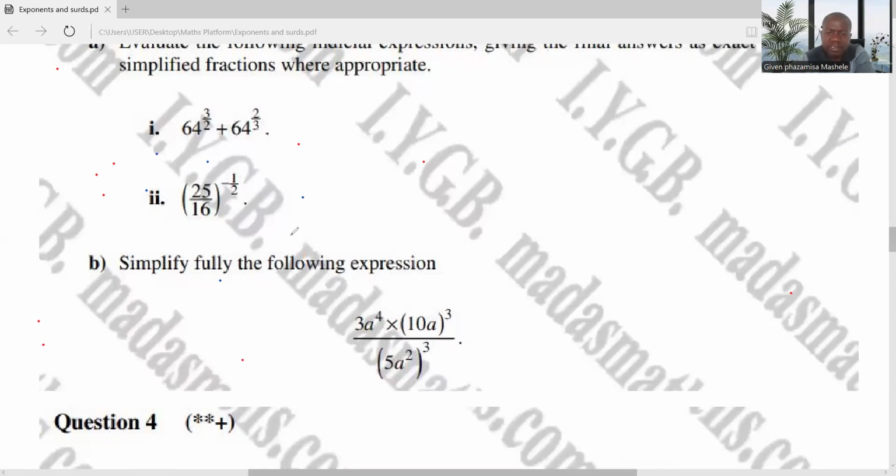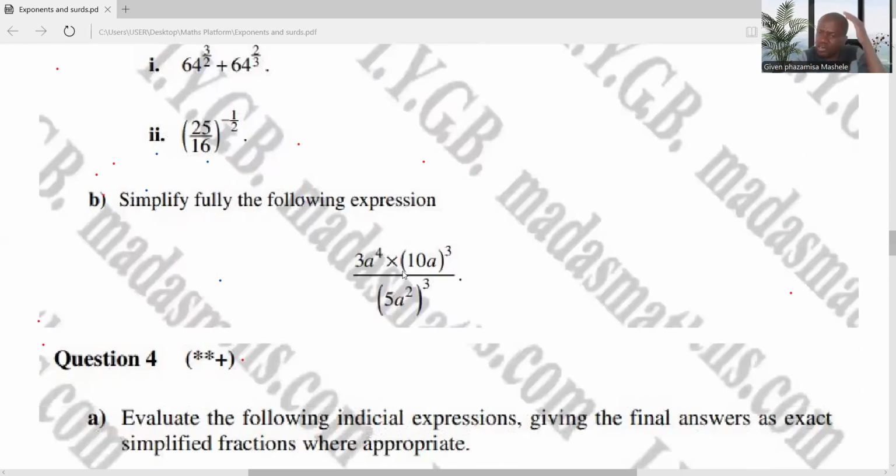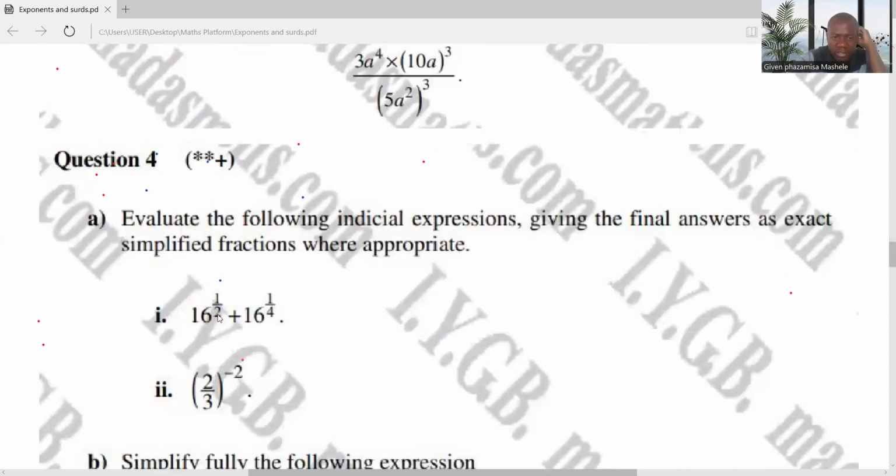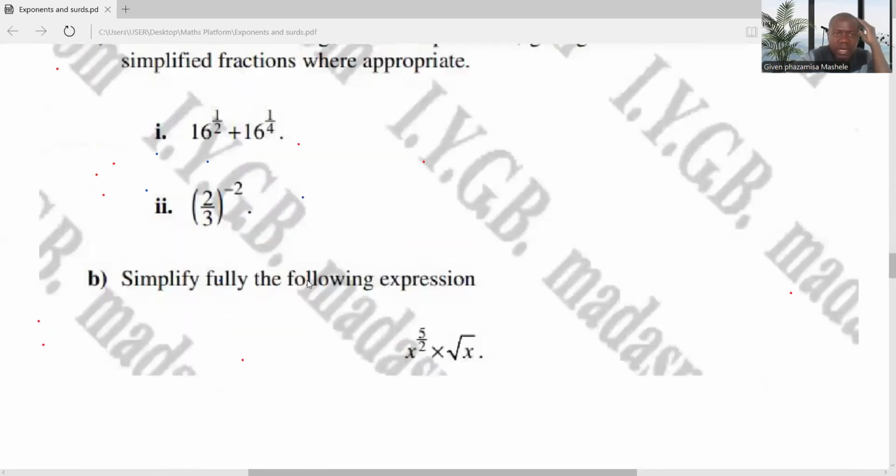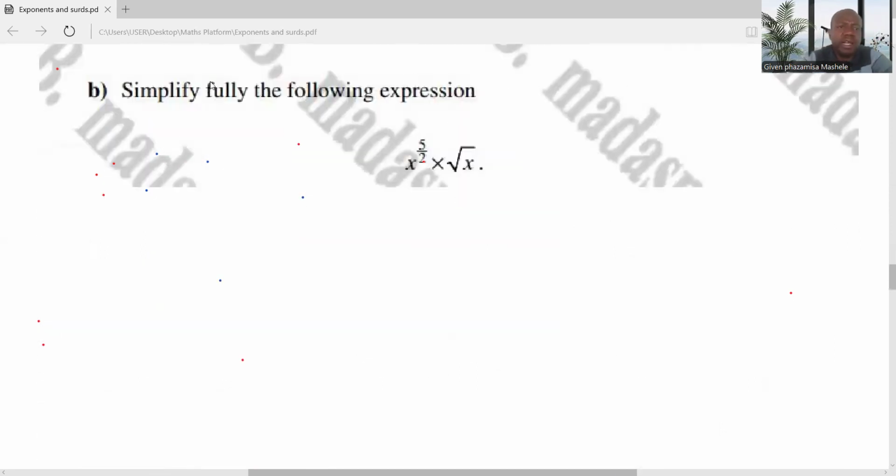Okay, but let's try this one together. But anyway, let me leave it for you guys to do, so that we look at other questions, because it's much related to what I just explained now. Same applies with this. Yeah, let us look at number B.